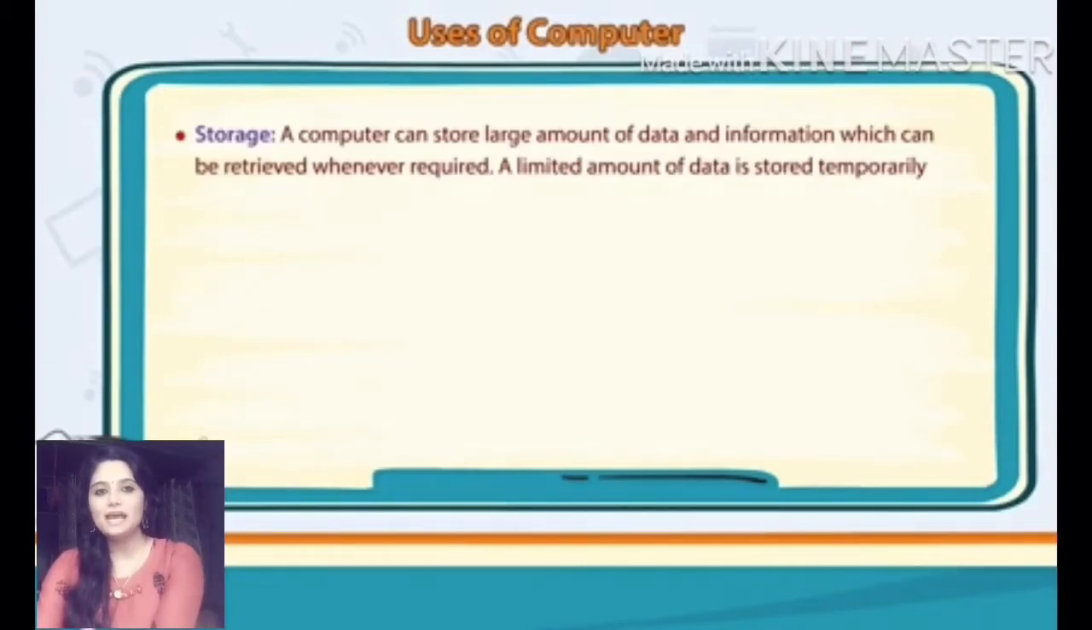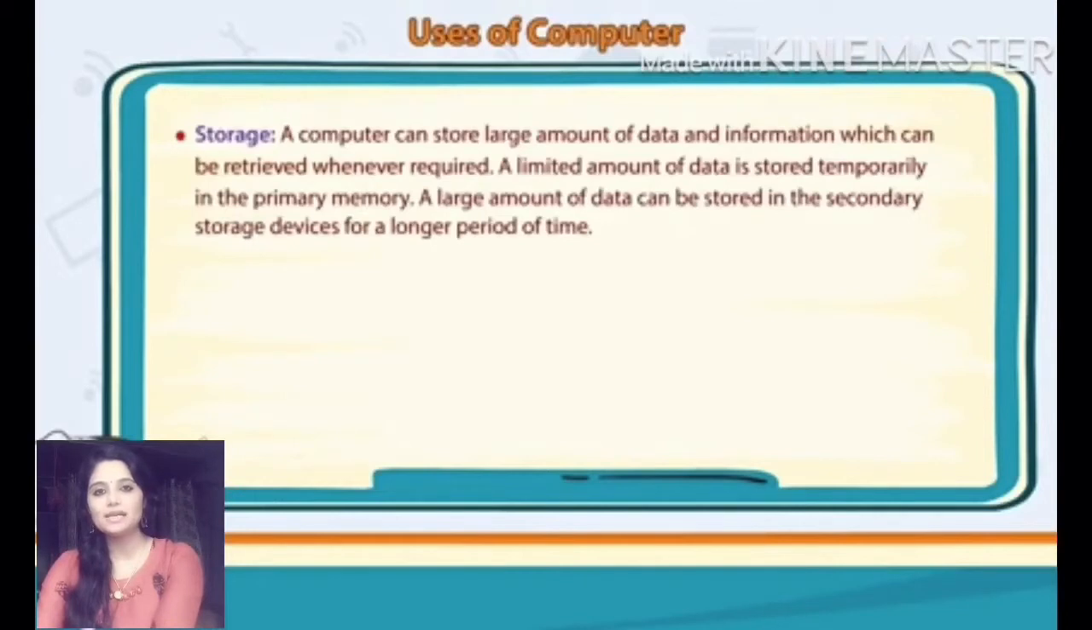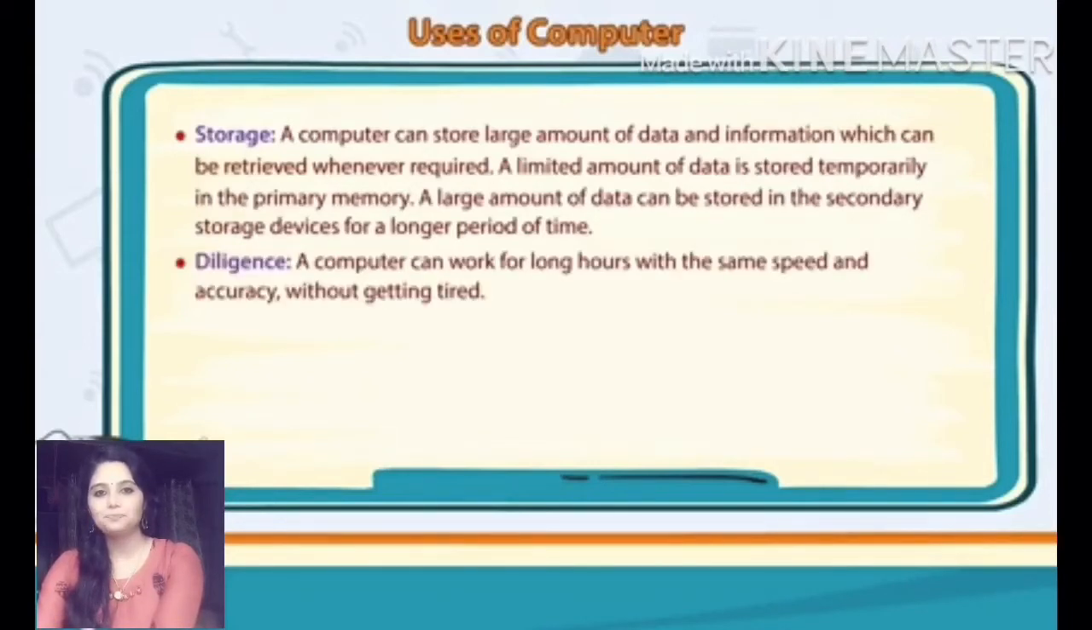A limited amount of data is stored temporarily in the primary memory. A large amount of data can be stored in the secondary storage device for a longer period of time. Diligence. A computer can work for longer hours with the same speed and accuracy without getting tired. Reliability. Computers are reliable, they do not make mistakes.